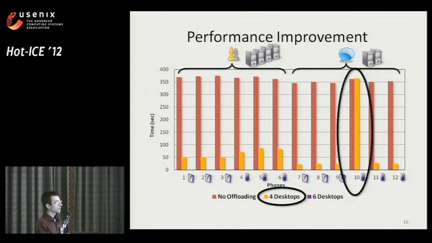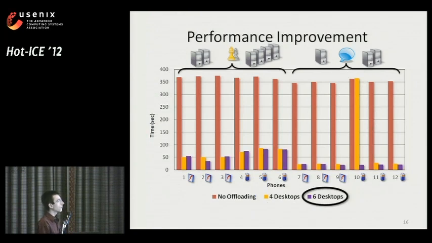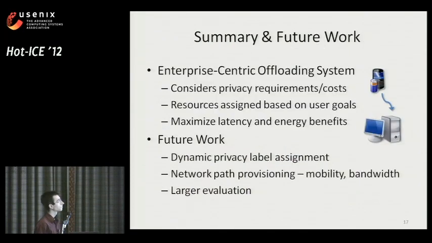And in this case, there's not necessarily always enough desktops to serve our applications. Phone 10 wasn't ever able to actually have resources that it could use, and so it didn't receive any benefit from offloading. It always had to run on the mobile device. But if we add more desktops that we can make available, now we can opportunistically leverage these additional resources, and now all of our devices are able to receive some benefits from offloading.